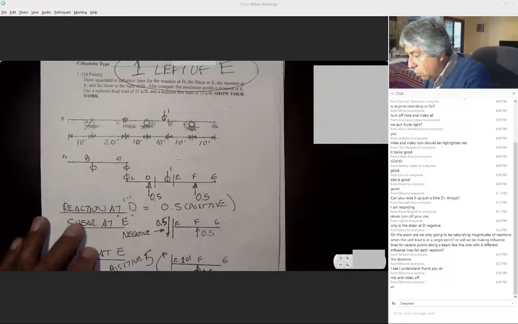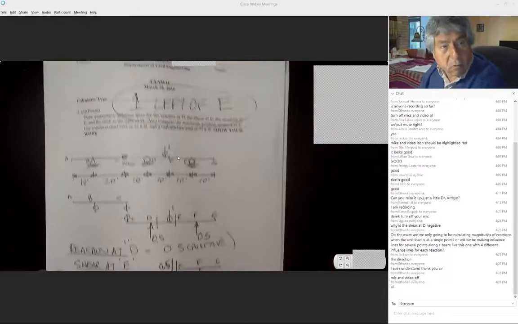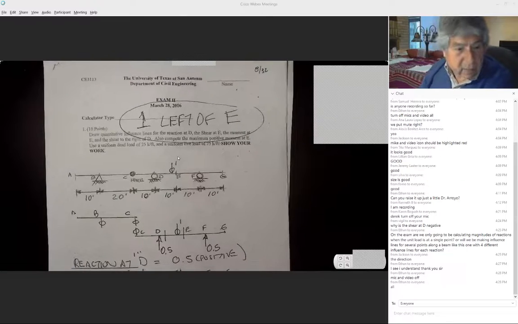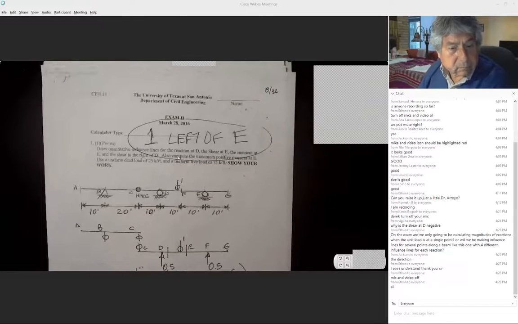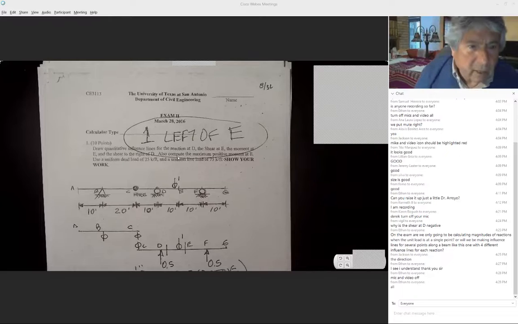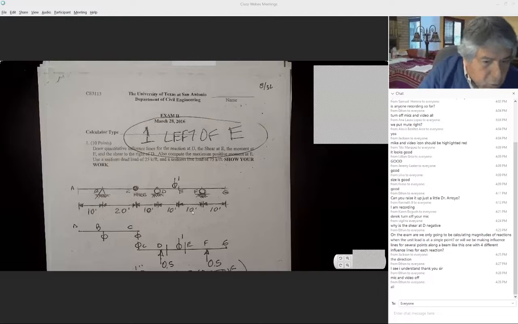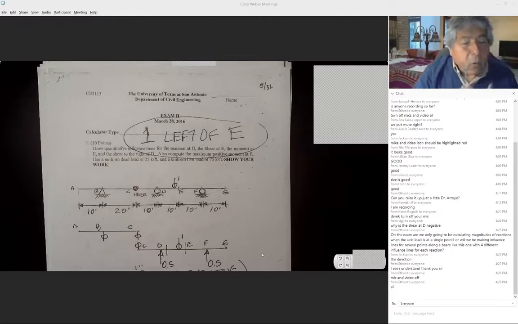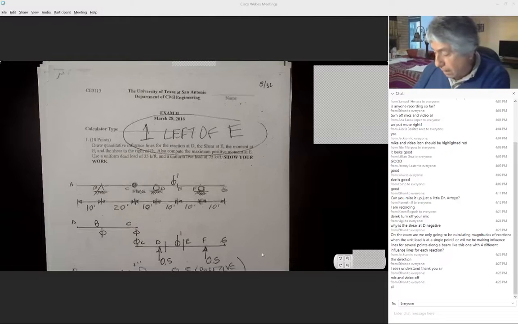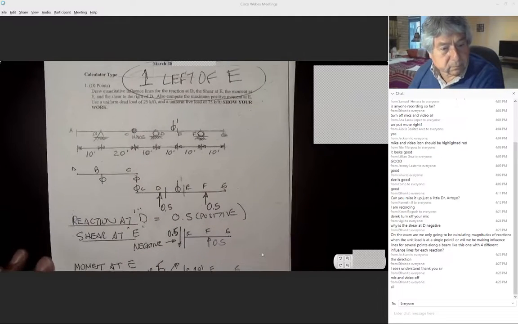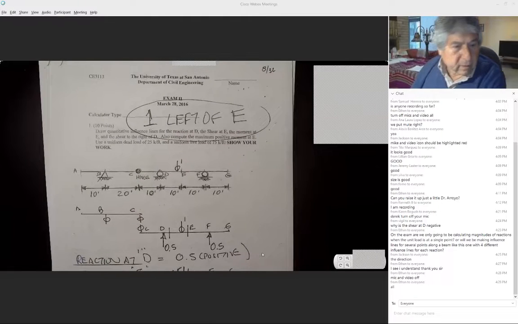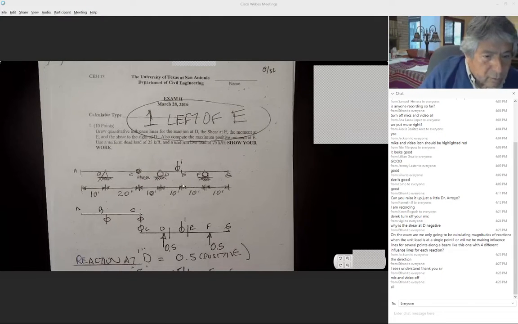I'm going to do now one to the left of E. One to the left of E, we did it at the beginning of the lecture. This is the case. You compute your reaction, we computed the reaction. So I'm going to use this to compute everything. For instance, when the unit load is at this location, the reaction at D is 0.5 going up.